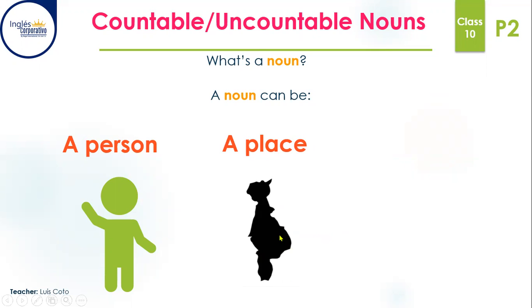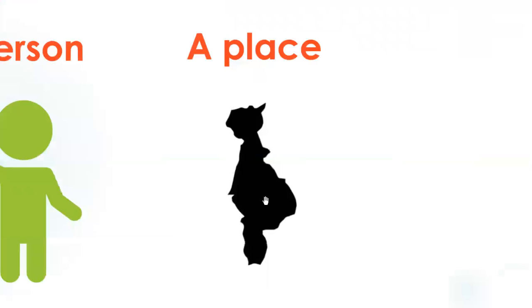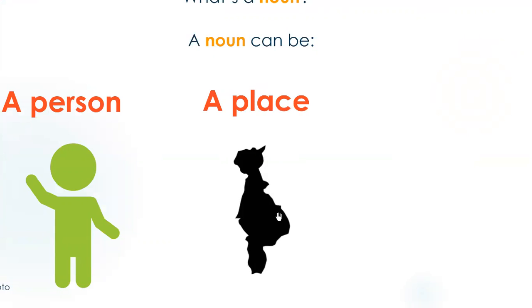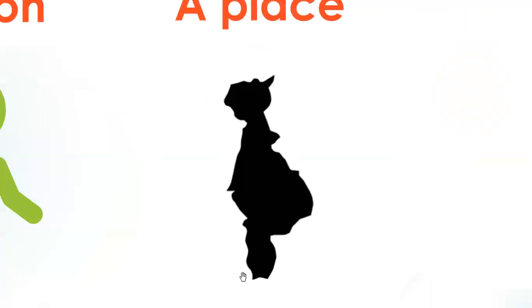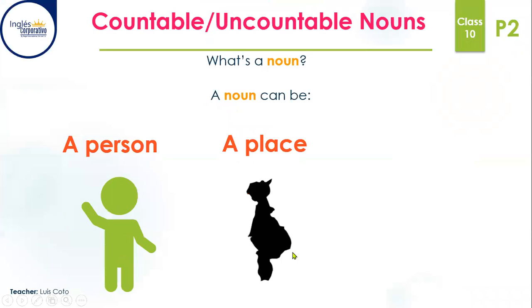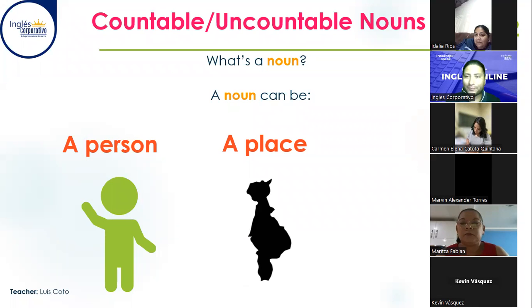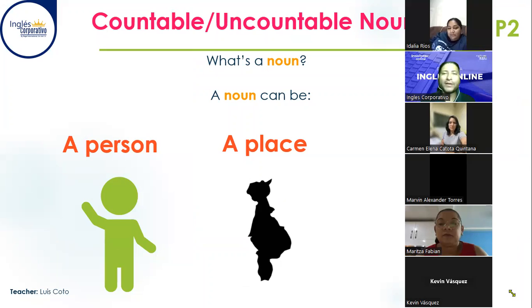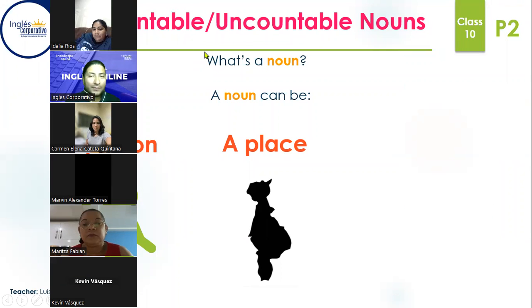What is this department? It's San Salvador Department. Look at the form, the silhouette. Yes, it is San Salvador. Places can have, for example, a microphone. Be careful with the microphone. A park, is that a noun? Park? Yes or no? Yes, it is.